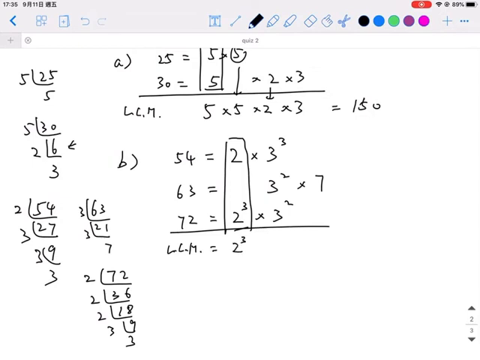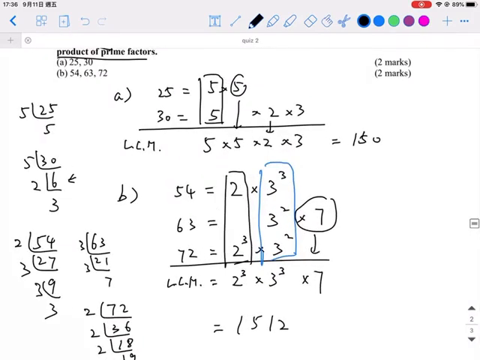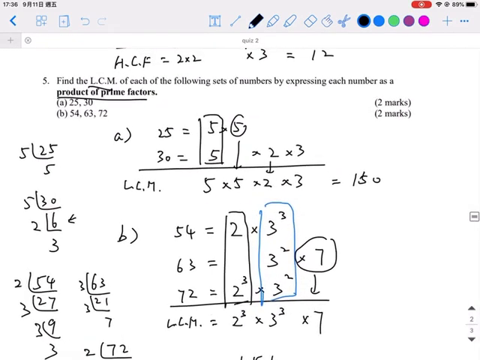And the second one, this one I will choose the largest index, which is multiplied by 3 to the power 3, and also choose this one alone. So I just write down multiply by 7. So the answer should be 1512. So please pay attention to the method, okay? So please remember once again, don't use the short division, just the primary school method, okay?